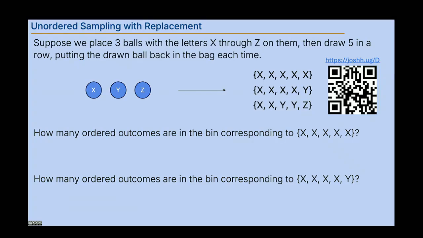So question for you, the next little question here is how many ordered outcomes are in the same bin corresponding to this? So if I temporarily take into account order, how many different outcomes will be in the same bin as the ordered sequence XXXXX? And how many ordered outcomes are in the bin corresponding to XXXXY? It's a little bit fuzzy of a question, but I hope that it makes sense. I could have been a little more precise in my framing, sorry.